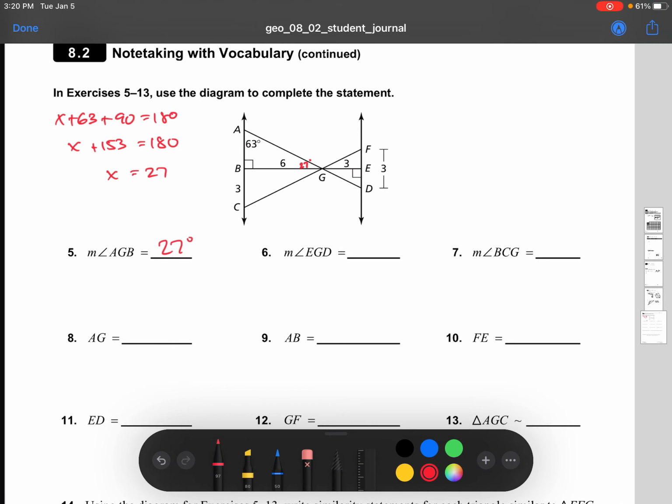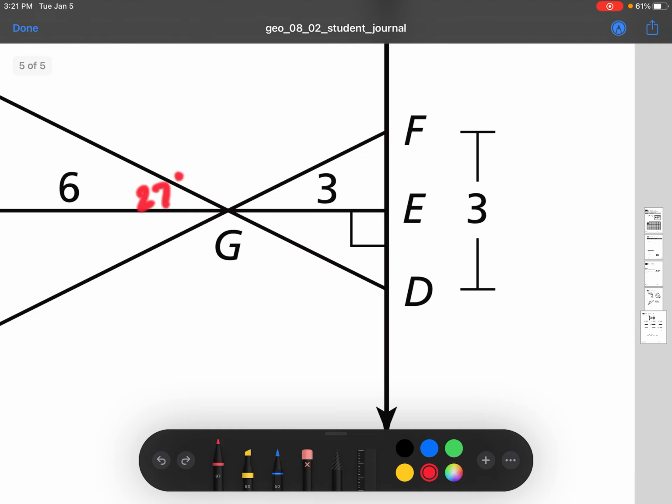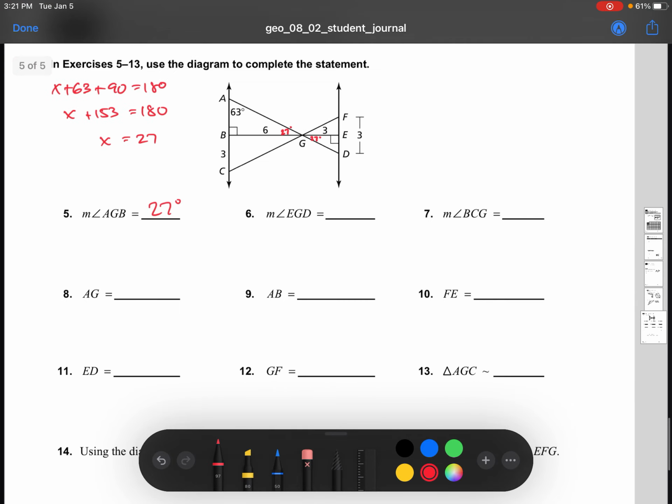All right, the next angle we want to find is the measure of angle EGD, which is that angle right there. I can see that that angle is directly across from the angle I just found. If I look at these 2 lines, I get a pair of vertical angles, and as we know, vertical angles are congruent. So we can mark this angle as 27 degrees as well.